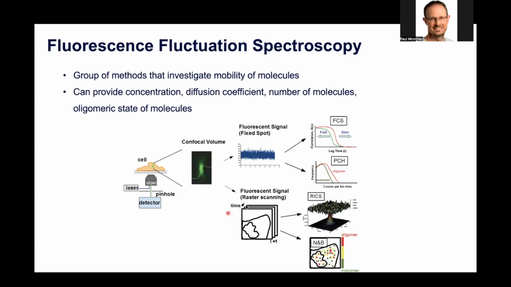If we combine that with what we call raster scanning, so your standard confocal scanning across the sample, we can also do analysis like number and brightness analysis, which again will give you an idea of the oligomeric state of your sample, but on a whole image rather than just on a single volume of your sample.